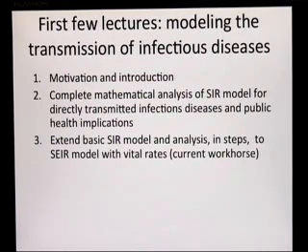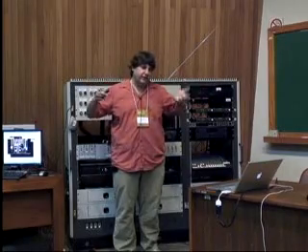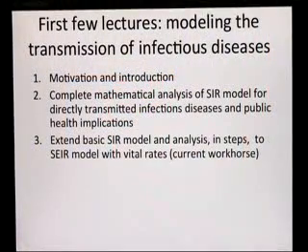Then, in a couple of steps, I'm going to extend the basic SIR model and the analysis, because this is mathematics, to what's called the SEIR model with vital rates. You don't know what that is yet, but this is the current workhorse, so-called, in epidemiology. So if you pick up a paper on infectious disease modeling, it's likely to begin with this SEIR model with vital rates.